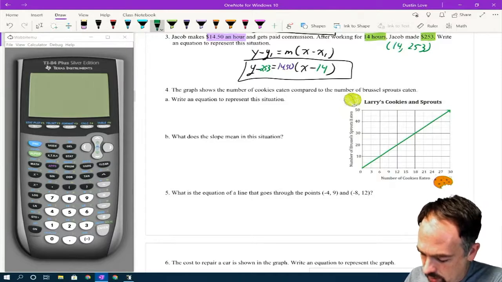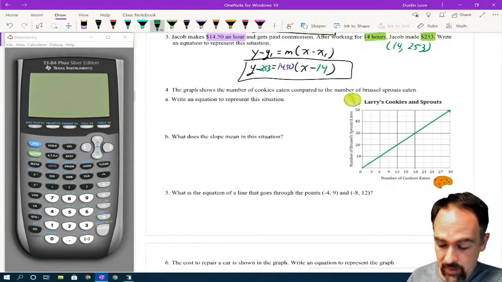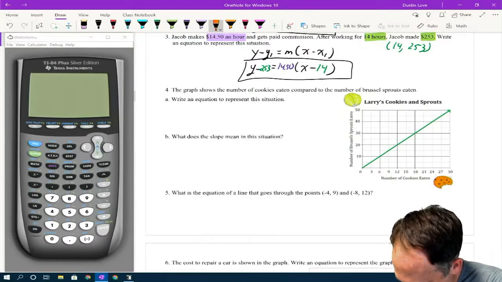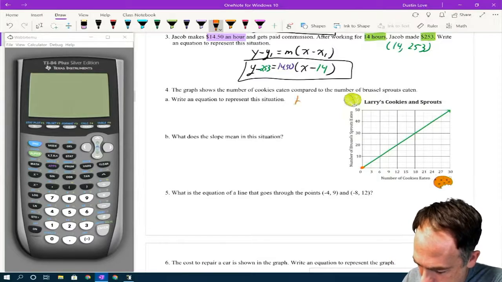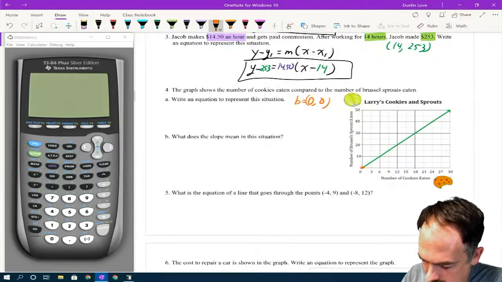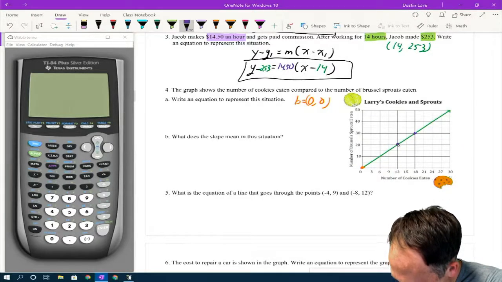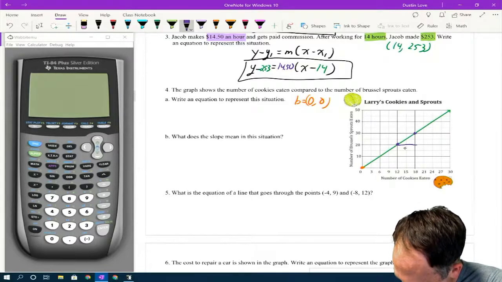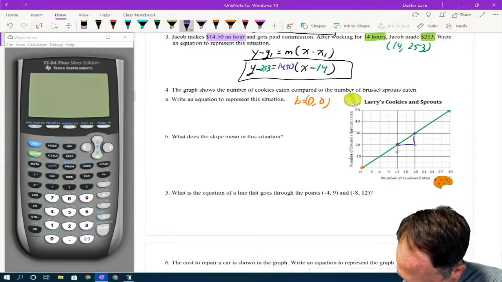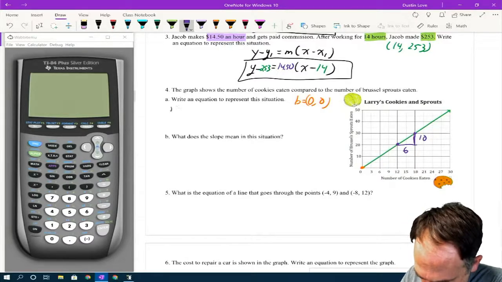Okay, write an equation to represent this situation. So we need a y-intercept, a starting value, which looks like crosses here at 0, 0. So I've got b equals 0, 0. And now I need a slope. Looks like I've got this point and this point. I'm just picking two. And so from 12 to 18, that's going to be a run of 6. And then from 20 to 30, my rise is 10. So my slope here is 10 over 6.